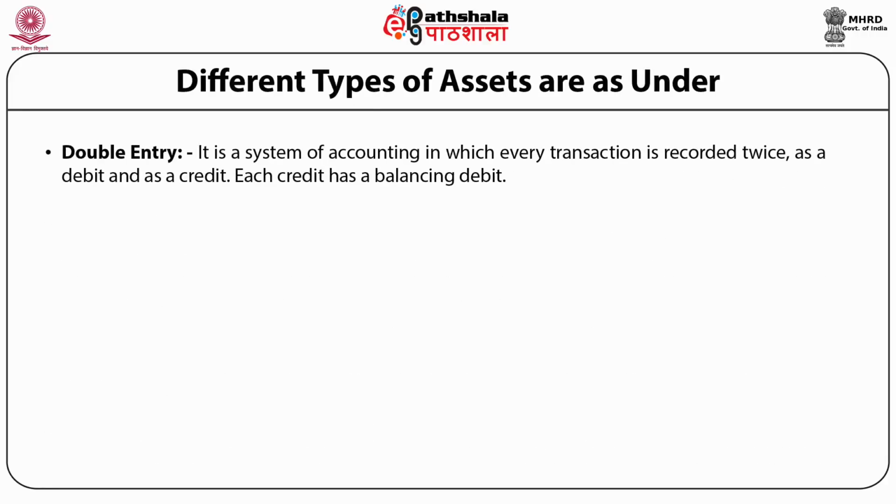Double entry. It is a system of accounting in which every transaction is recorded twice, as a debit and as a credit. Each credit has a balancing debit.